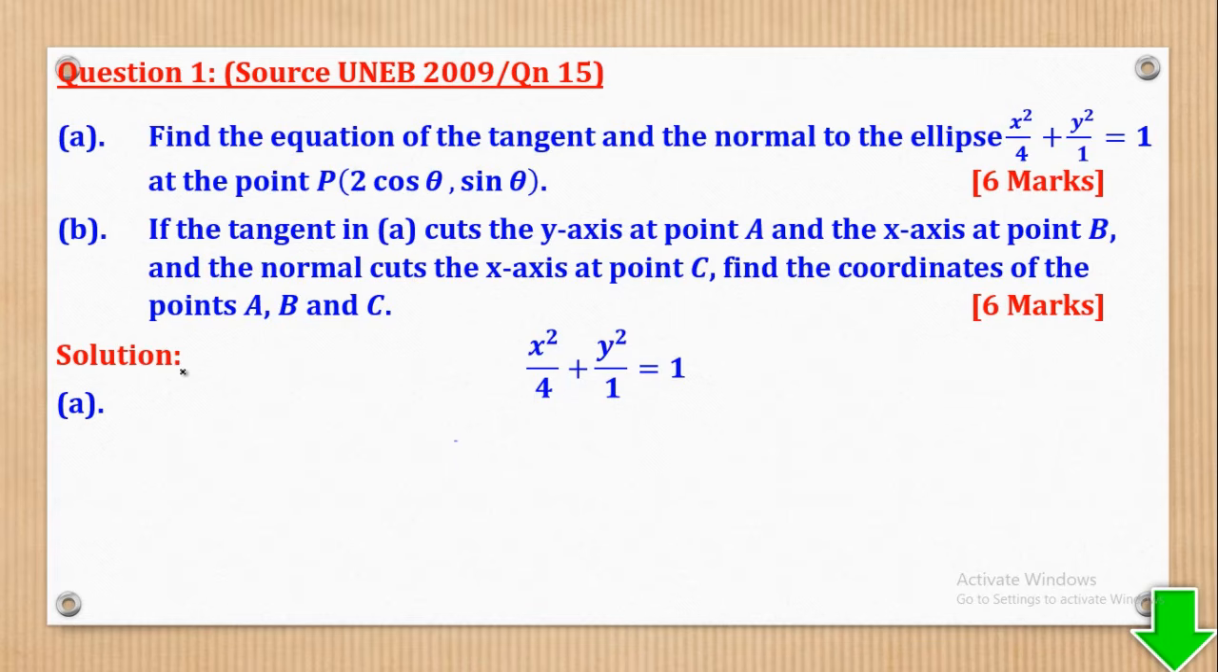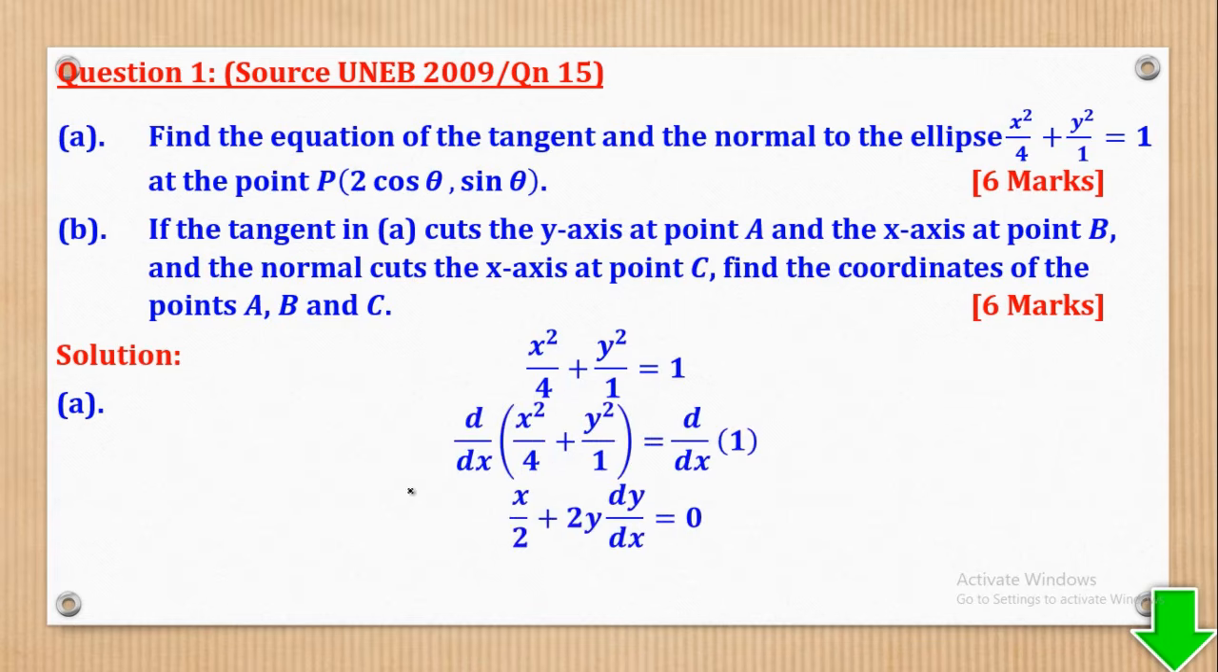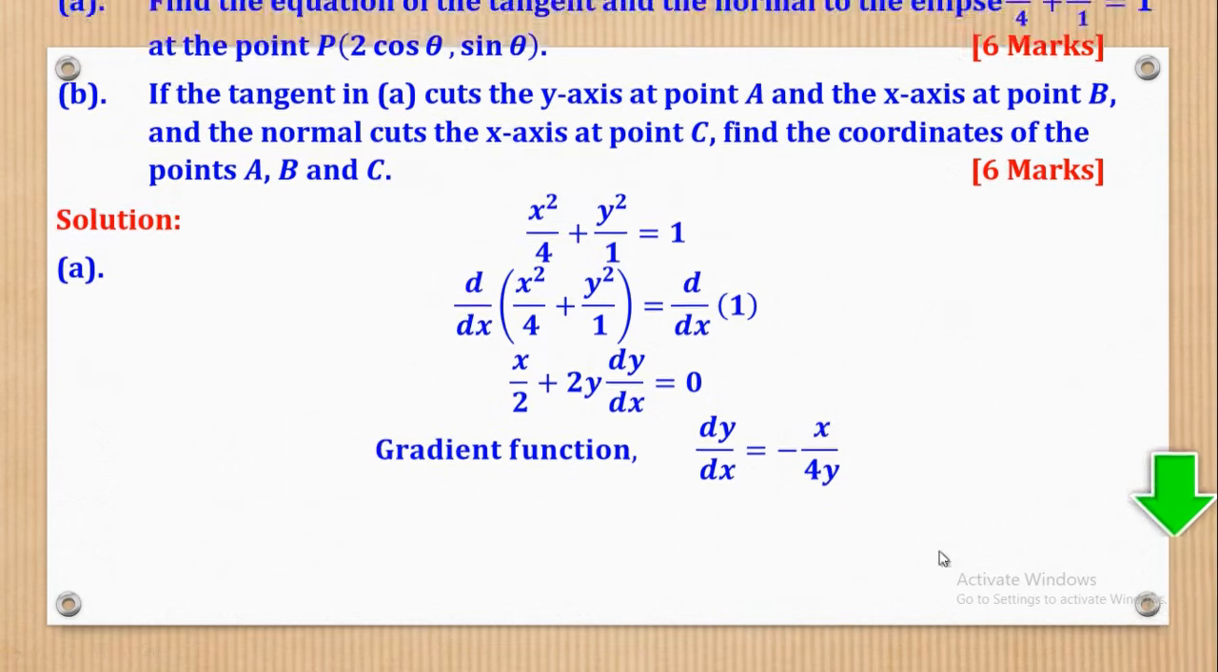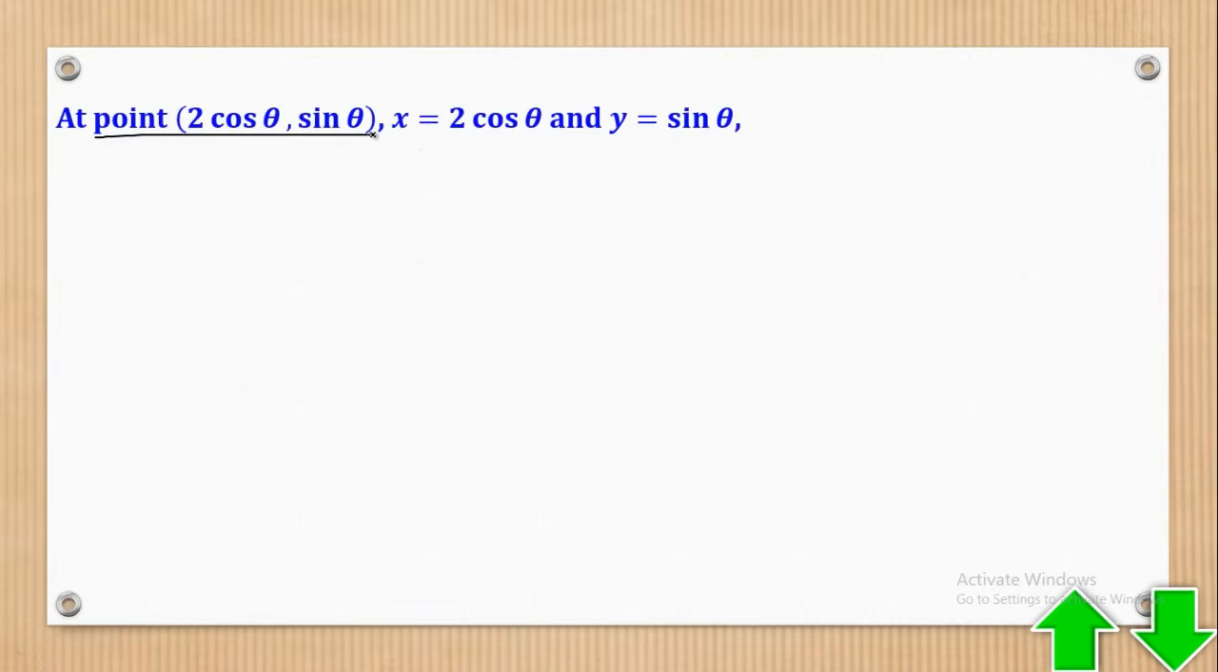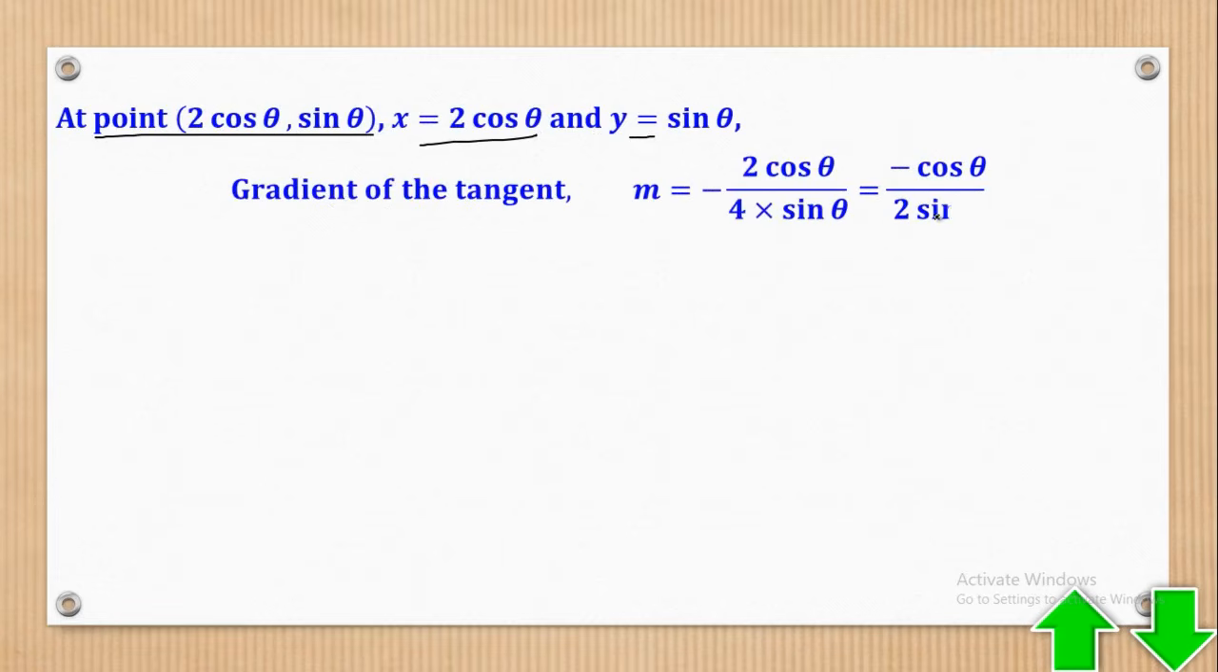Get the equation of the ellipse, differentiate, so that we can easily get the gradient function. So when I differentiate, that will be the gradient function. Then from there, I remember that my point x is this and y is that, so I can substitute to get the gradient of the tangent. So at this point, x is that, y is that, therefore the gradient of the tangent will be given by this.